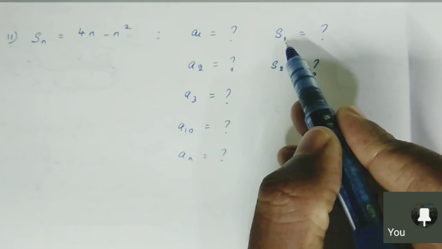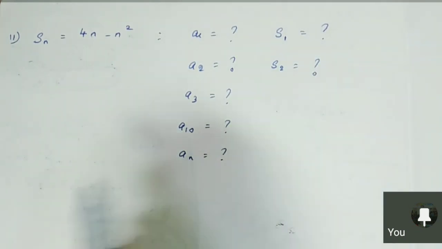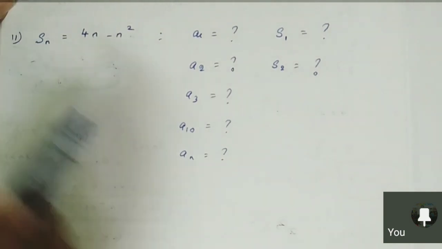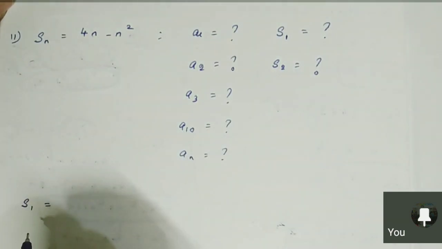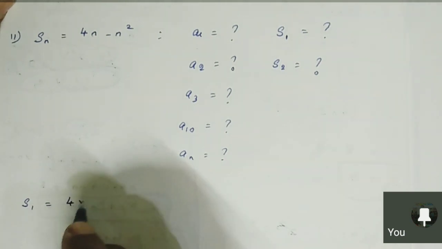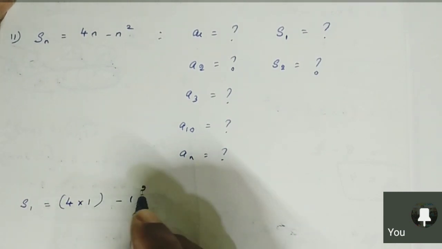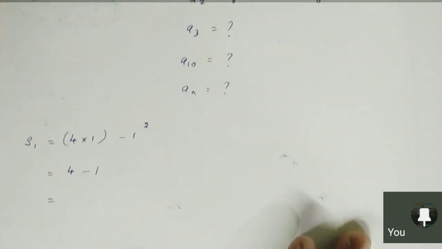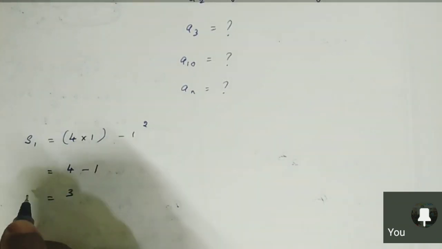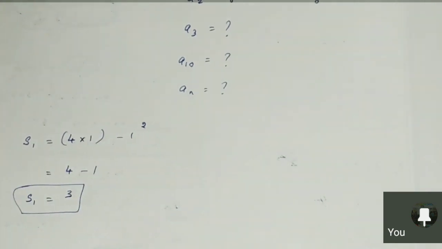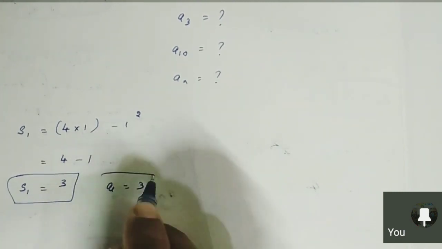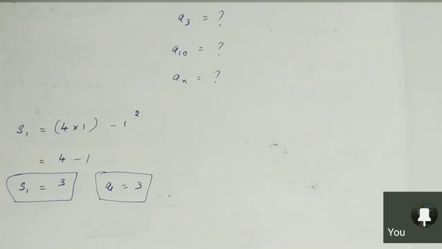Now we can find S1 and S2. What is S1? Sn is given. S1, so instead of n, you can put 1. That is S1, right? 4 into 1 minus 1 squared. So 4 into 1, 4 minus 1. 4 minus 1, what is it? 3. So S1 means what? Sum of first term. So A1 also 3 or not? Clear? Yes, sir. Very good.